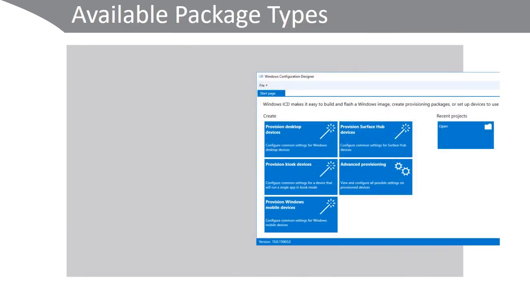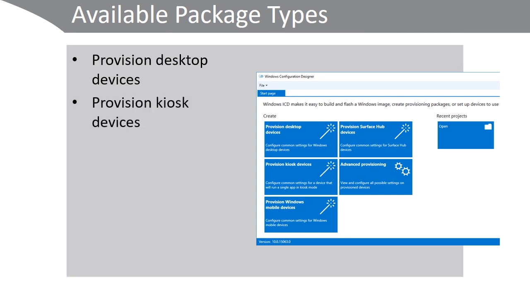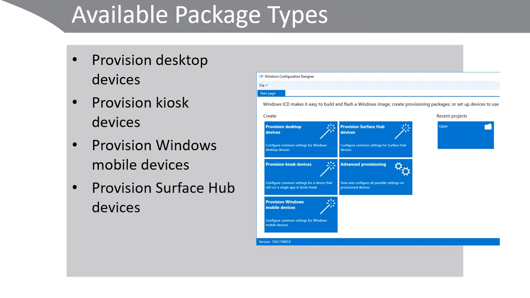When you open up the Windows Configuration Designer tool, you'll see a window like this. You can use this to provision desktop devices, kiosk devices, which are those which users share, so you might find those in an open access area like a library, mobile devices, Surface Hub devices, and then advanced provisioning. It tends to be advanced provisioning that I use the most. It allows you to make changes to all configurable settings.